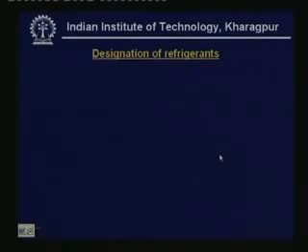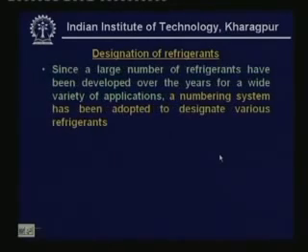Now let us look at designation of refrigerants. Since a large number of refrigerants have been developed over the years for a wide variety of applications, a numbering system has been adopted to designate various refrigerants. There are in fact hundreds of refrigerants which are used in a wide variety of applications. So it is very difficult to identify or designate them by their chemical composition. As a result, people have devised a numbering system.